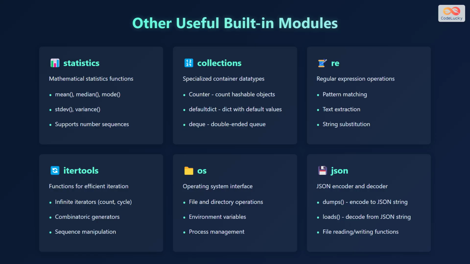The re module is for regular expression operations, enabling pattern matching, text extraction, and string substitution. The itertools module provides functions for efficient iteration, including infinite iterators like count and cycle, combinatoric generators, and sequence manipulation tools. The os module is an operating system interface, allowing you to perform file and directory operations, access environment variables, and manage processes. Lastly, the json module is for encoding and decoding JSON data, with functions like dumps for encoding to a JSON string and loads for decoding from a JSON string, as well as file reading and writing functions.